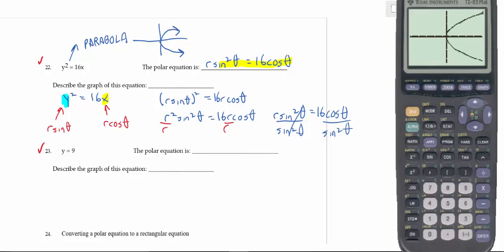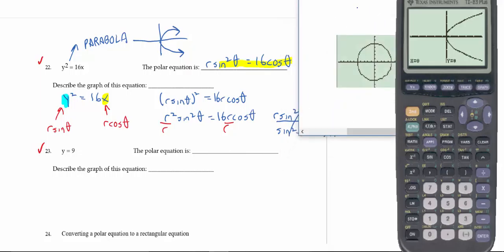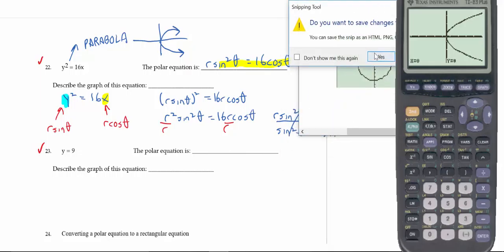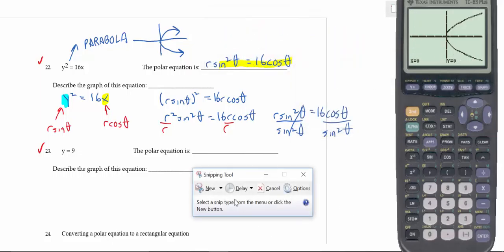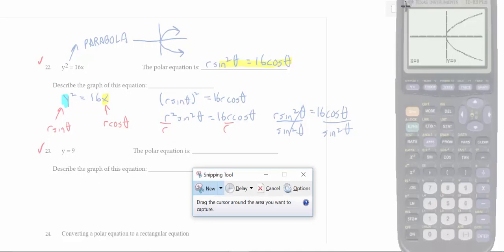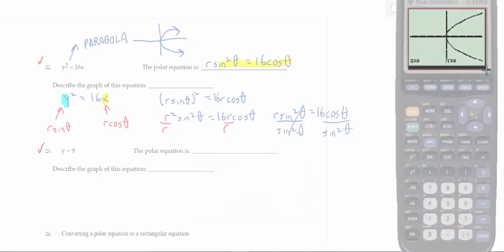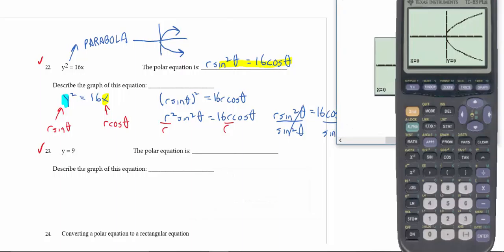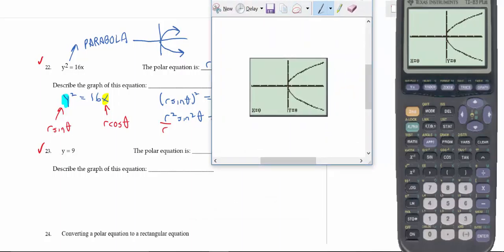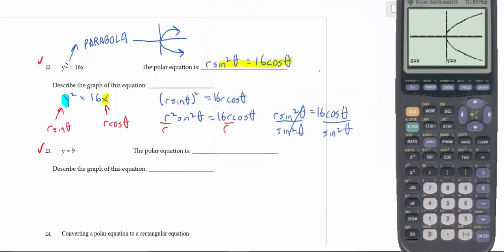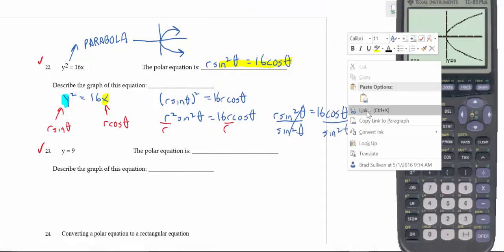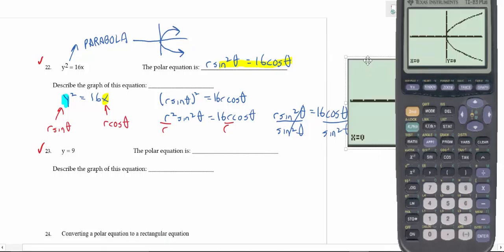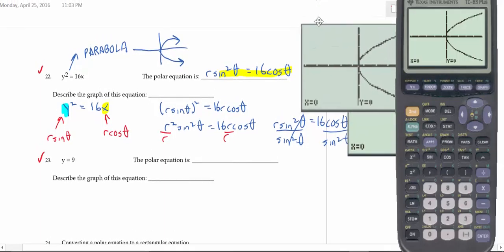Very cool. You can see how this system relates well to the rectangular system when you take the time to do this. So I'm just going to take a little snip of this and paste it up here somewhere for future reference. Okay, so that's it. That gives you a parabola.